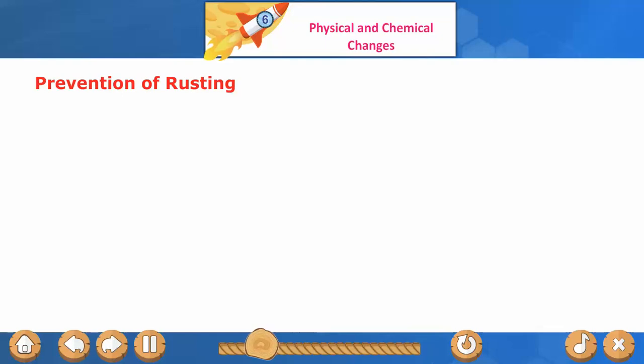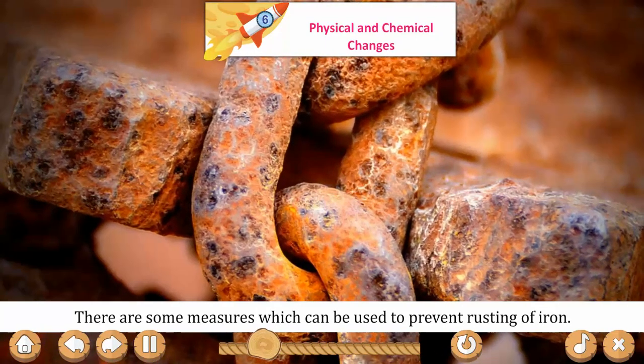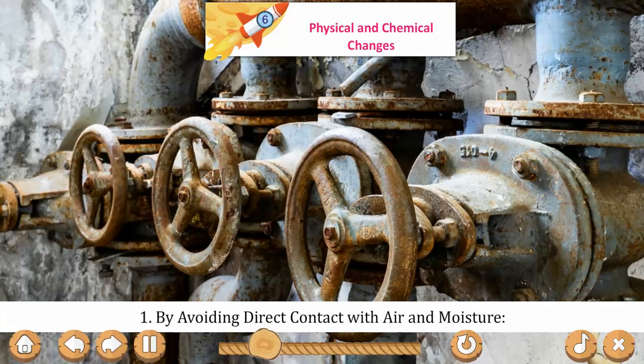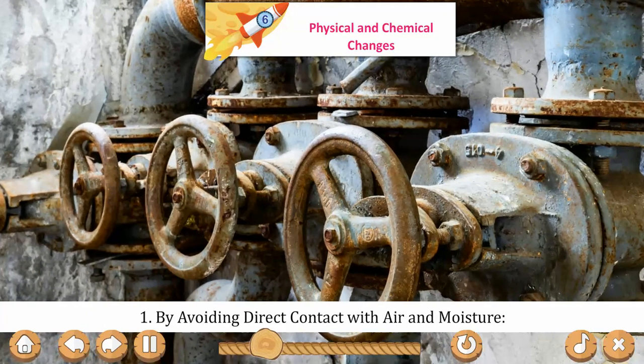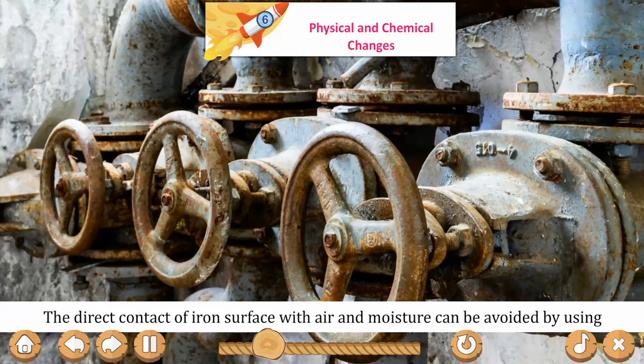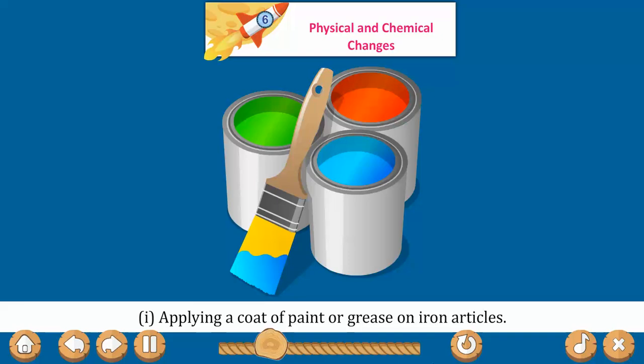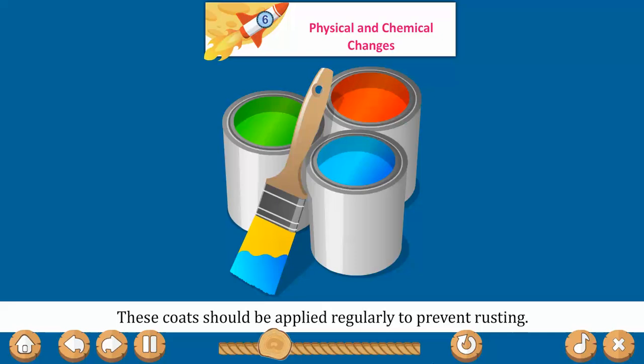Prevention of rusting. There are some measures which can be used to prevent rusting of iron. By avoiding direct contact with air and moisture. The direct contact of iron surface with air and moisture can be avoided by using the following methods. Applying a coat of paint or grease on iron articles. These coats should be applied regularly to prevent rusting.